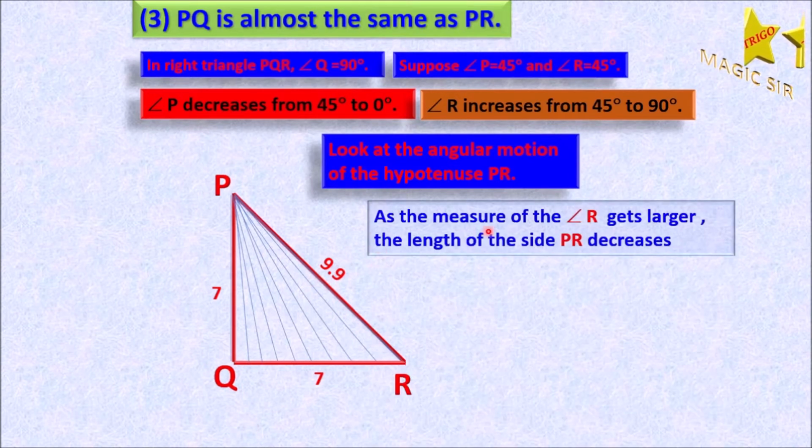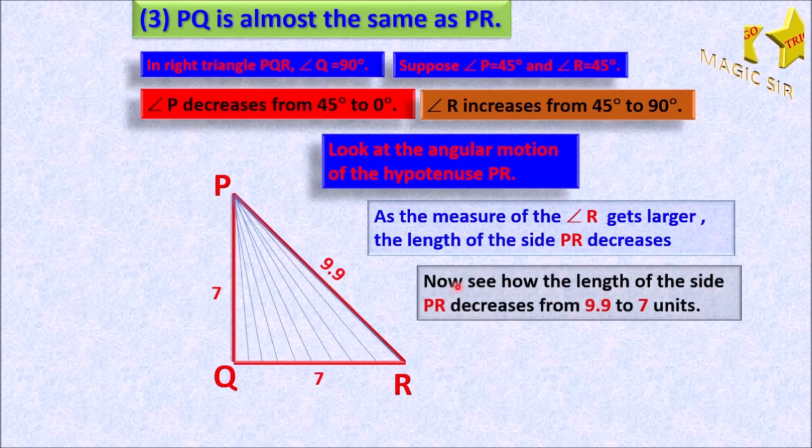We have PR is equal to 9.9 units. As the measure of the angle R gets larger, the length of the side PR decreases. We have hypotenuse PR is equal to 9.9 units. Now see how the length of the side PR decreases from 9.9 units to 7 units. Look at the angular motion of PR. Angle R gets larger and larger.